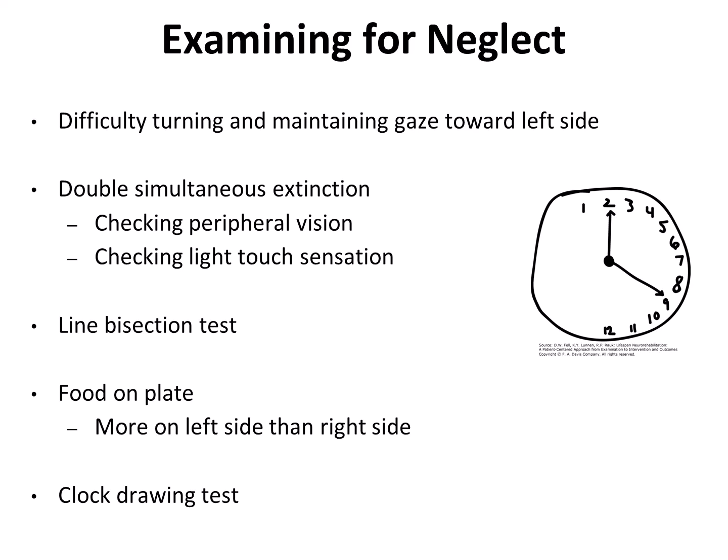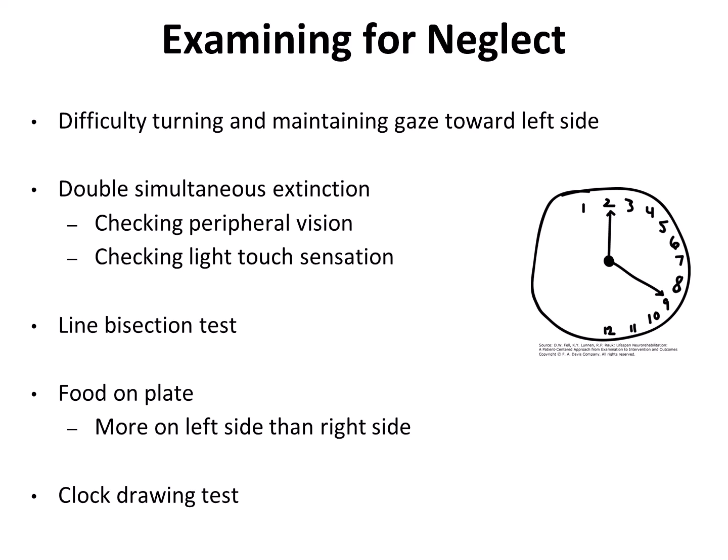Another test of neglect that we've touched on previously is called double simultaneous extinction, or just extinction. You can check for extinction by checking peripheral vision. This is where we've talked previously about wiggling both fingers in the different quadrants at the same time on the left and right side. If the person has neglect of the left, if they have vision on the left, but they're neglecting the left side, if you wiggle both your right and left fingers, they're only going to detect the right.